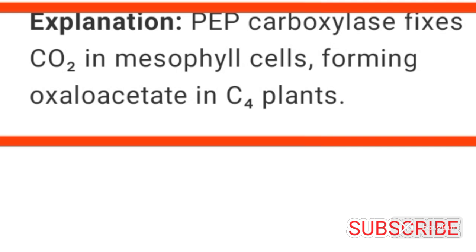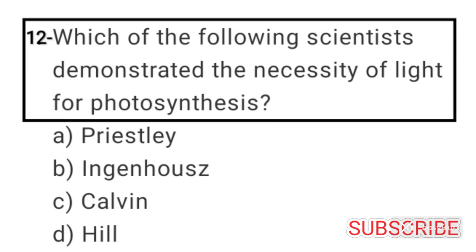देखिए PEP carboxylase कैप्चर करता है CO2 mesophyll cells में. ओके फिर mesophyll cells में CO2 से oxaloacetate फॉर्म होता है. oxaloacetate कन्वर्ट हो जाता है malate में एंड ट्रांसपोर्ट हो जाता है bundle sheath cells में for the Calvin cycle. Now come to question number 12. Which of the following scientists demonstrated the necessity of light for photosynthesis? Answer is option B. Ingenhousz demonstrated the necessity of light for photosynthesis.